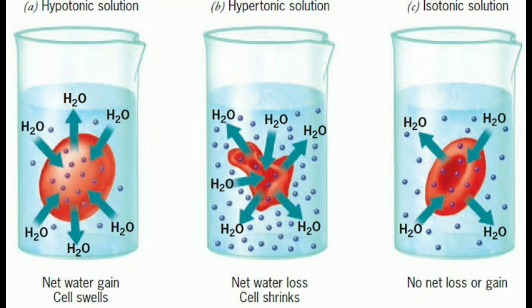And next one is isotonic solution. So in the case of isotonic solution, iso means equal and tonic means strength. So in this case, the solute concentration will be equal inside the cell and also outside the cell. So the amount of water getting inside the cell will be equal to the amount of water moving outside the cell. So there will be an equilibrium between the cell and the outside environment.